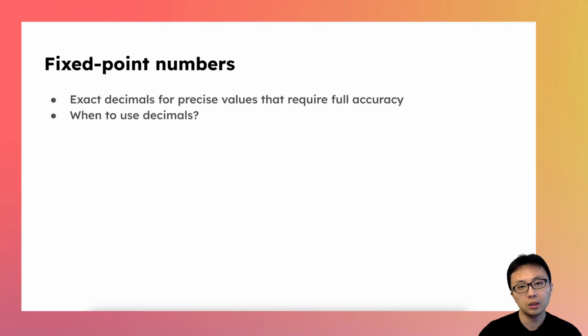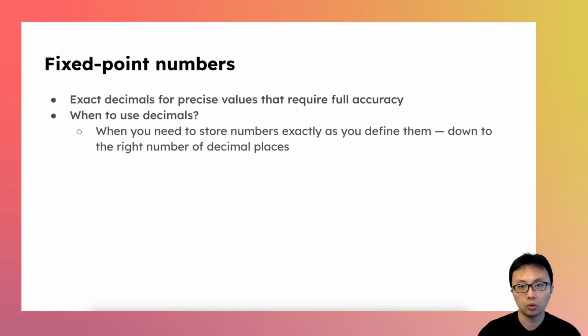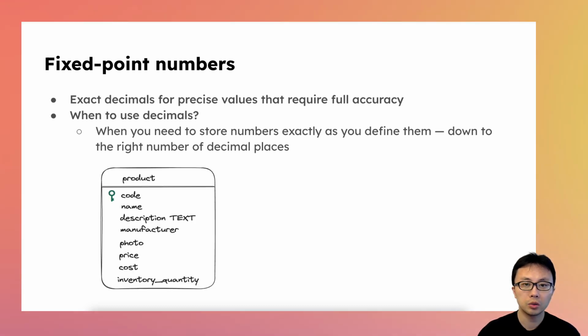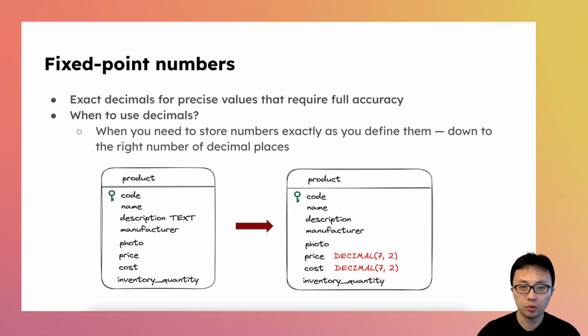So, when do you need to use decimal as the data type for some columns? When you need to store numbers exactly as you define them, down to the right number of decimal places. For example, the product table in the Sci-Fi Collective database has 2 attributes that deal with money, the price and cost attributes, and they require full accuracy. If all products are sold at a price lower than $100,000, you can safely declare them as decimal whose precision is 7 and scale is 2. Now you know when fixed point numbers should be considered.